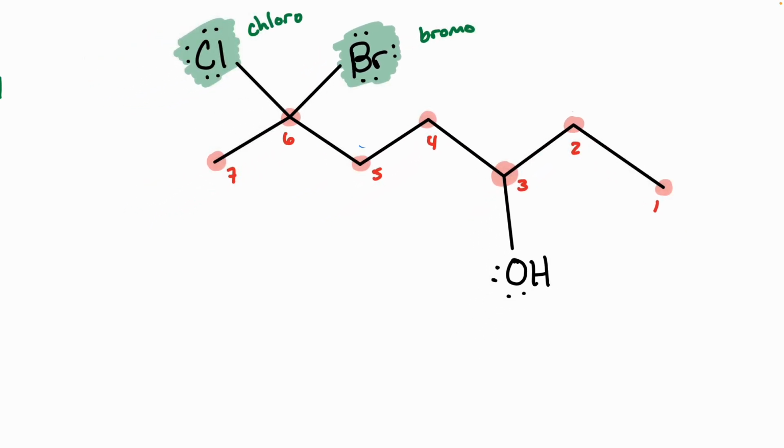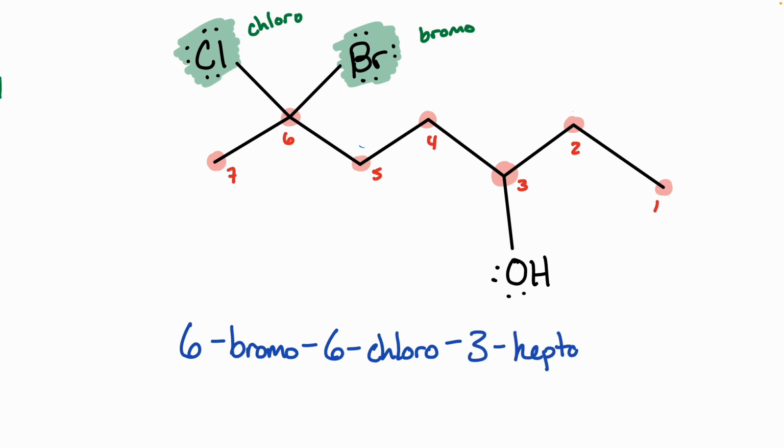All right. I need to put them both in my name, even though they're both located on that same carbon. Carbon 6, we're going to put them in our name, and since we have multiple, we need to arrange them in alphabetical order. So what's going to go first in my name, the bromo or the chloro? The bromo. So this would be 6-bromo, 6-chloro. Now we get to our alcohol, and there's 7 carbons, heptanol.